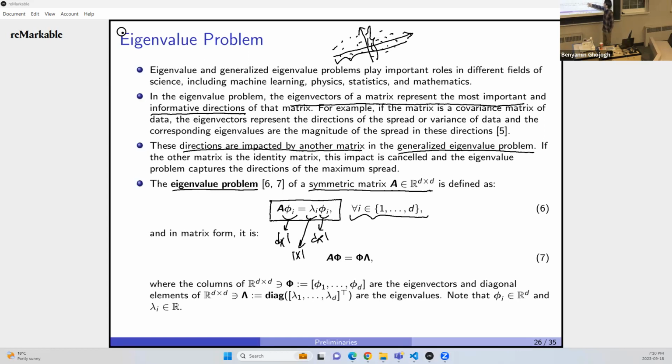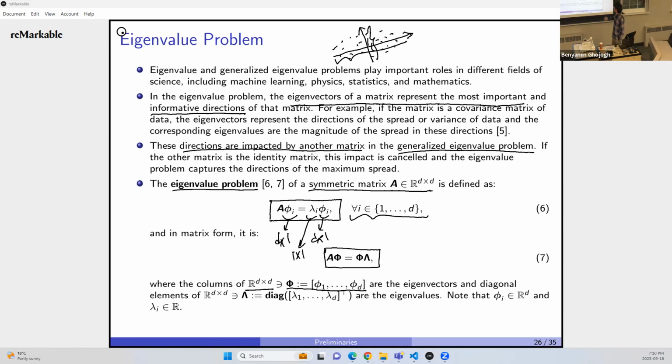If I write them in matrix form, then I have A phi equals phi lambda, where I'm stacking the eigenvectors column-wise to have the matrix phi. Therefore, phi becomes D by D, because I have D eigenvectors, each of which is D-dimensional.